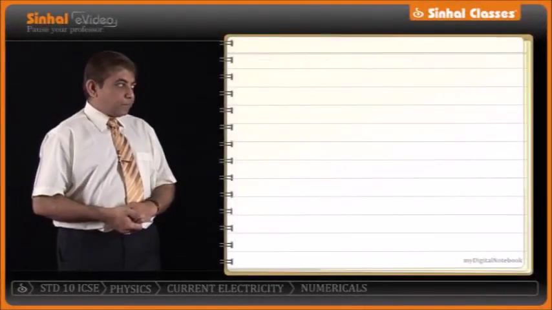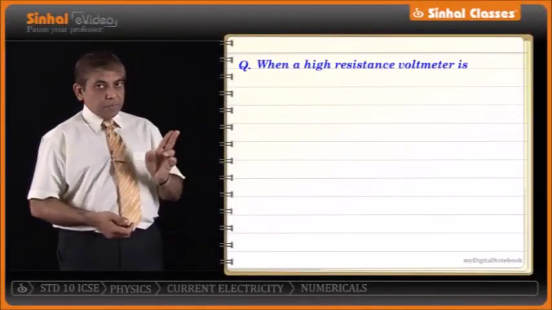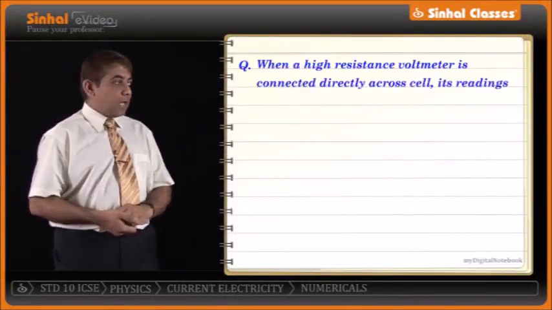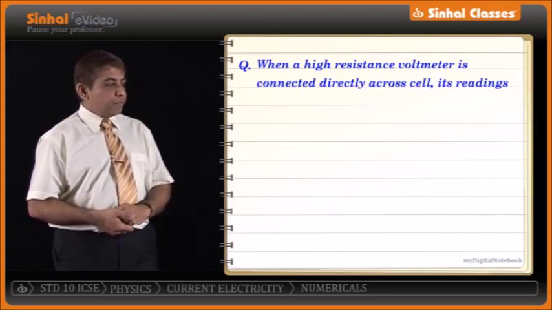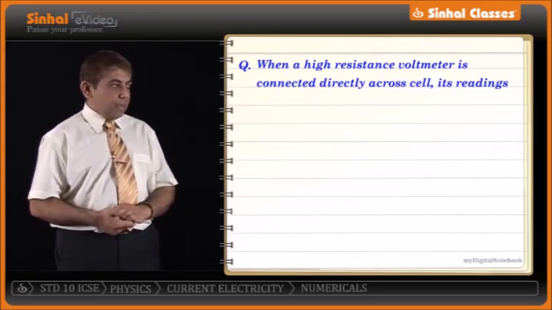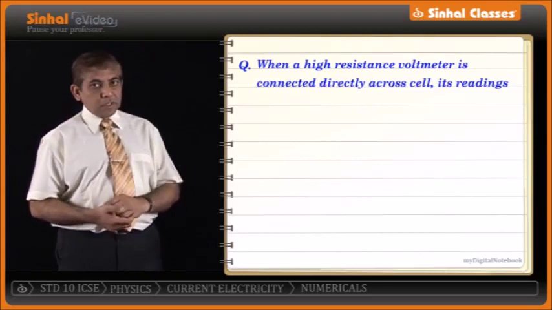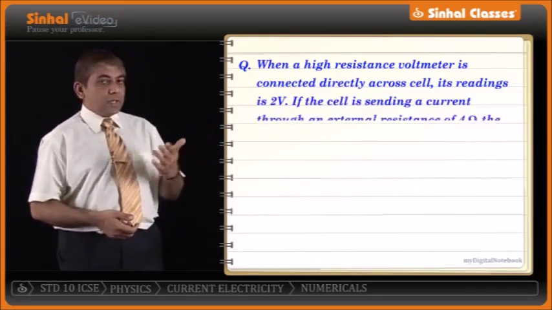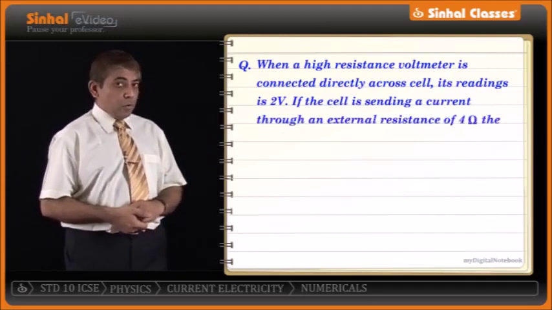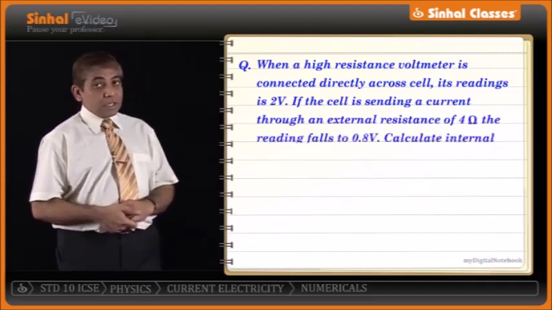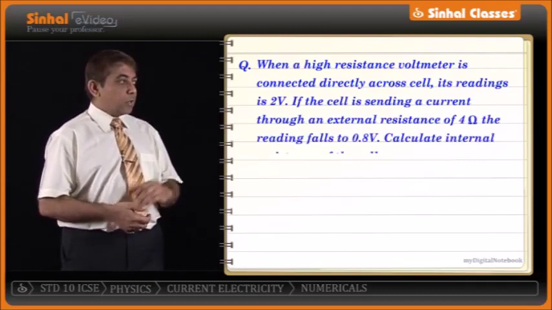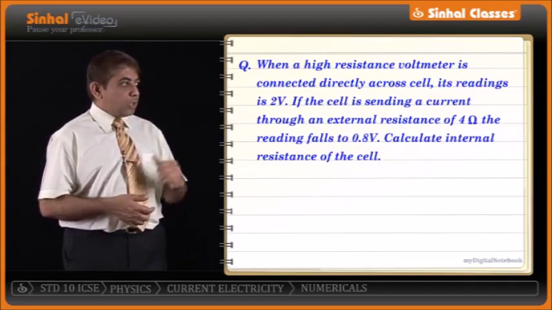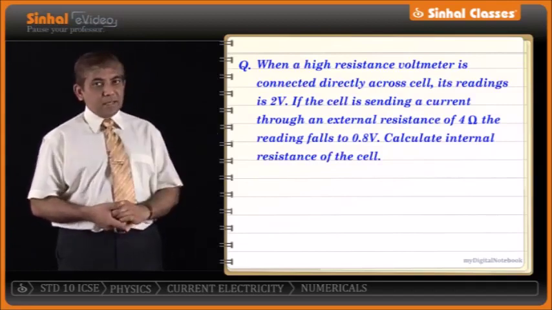Let's consider this one. When a high resistance voltmeter is connected directly across the cell, its reading is 2 volts. So the voltmeter reading is given as 2 volts. If the cell is sending a current through an external resistance of 4 ohms, the reading falls to 0.8 volts. So there is a fall in the reading when it is sending current through an external resistance. You are asked to calculate the internal resistance of the cell.